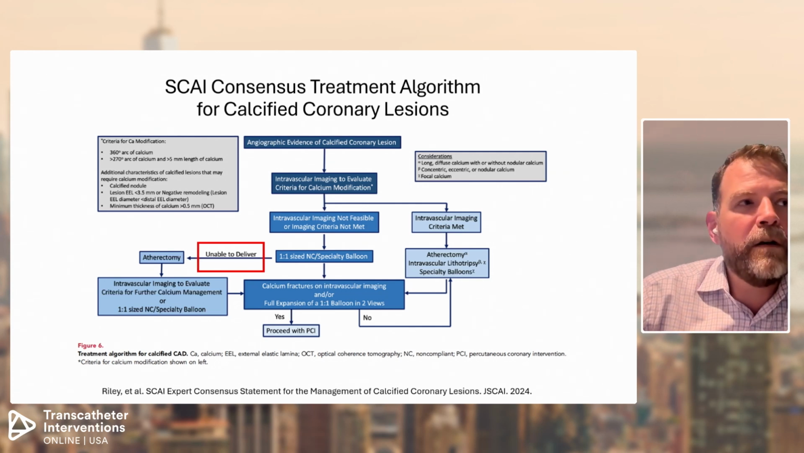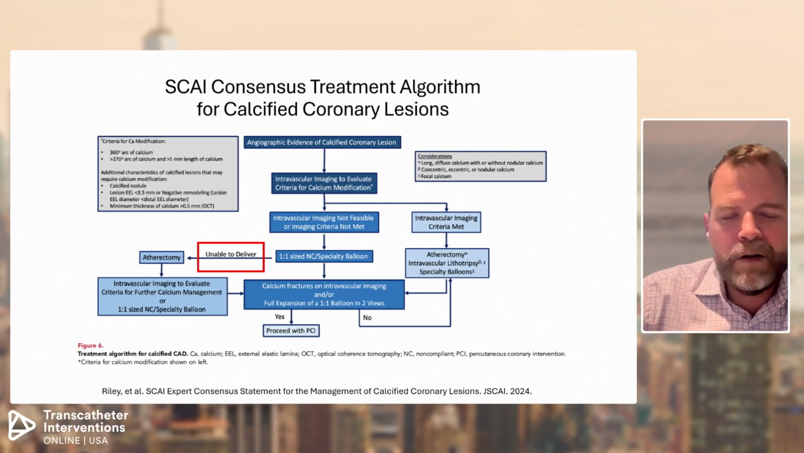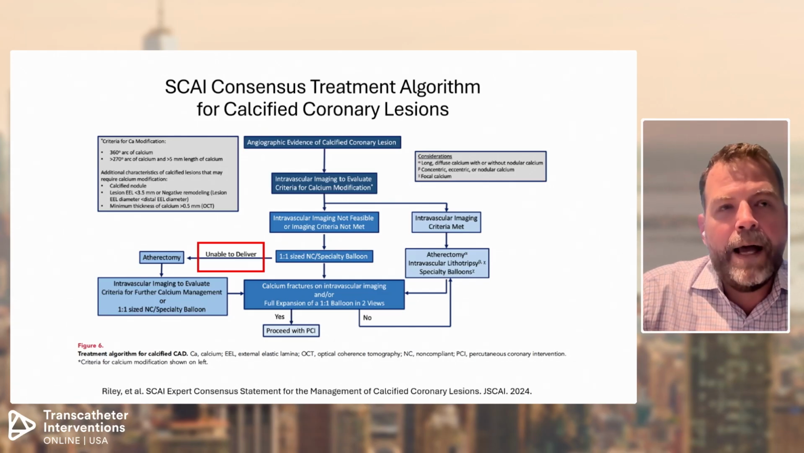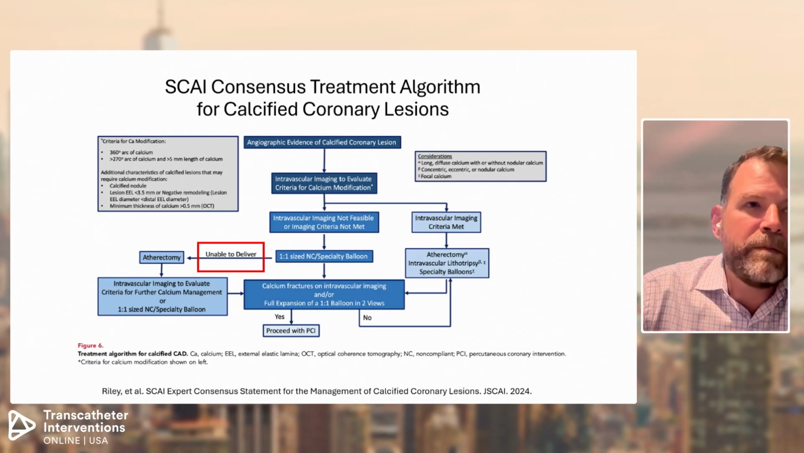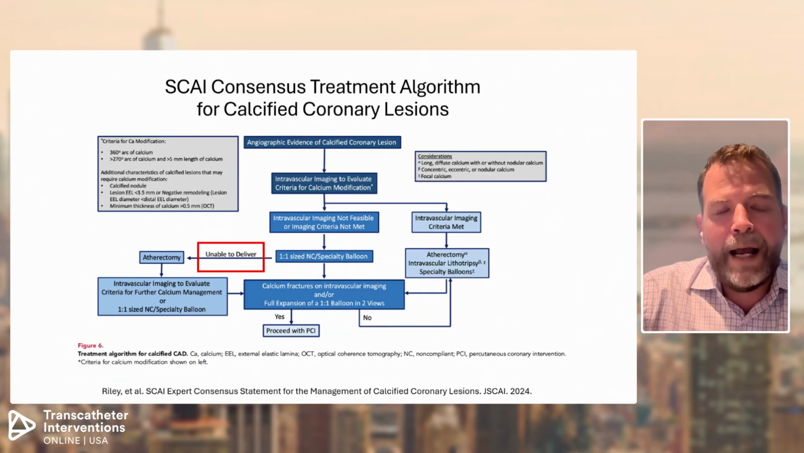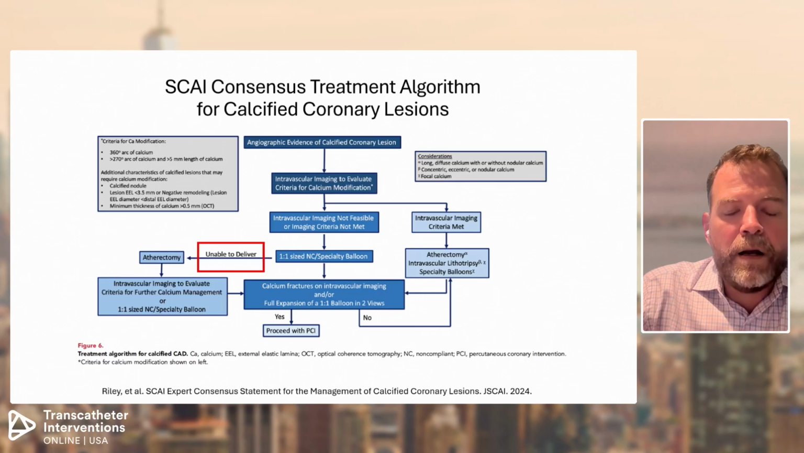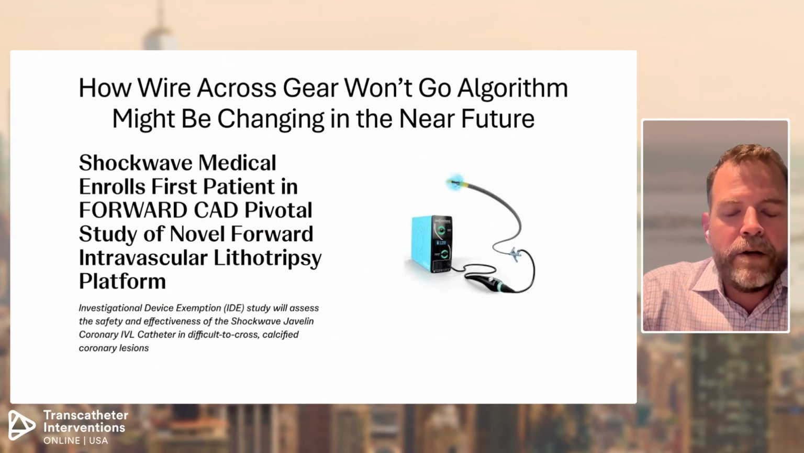There are still some roles for atherectomy, and wire-cross-gear-won't-go, but they're starting to become less now that IVL has more shocks. We've got more specialty balloons. There's more data to guide that. So atherectomy will continue to really shift towards that wire-cross-gear-won't-go strategy, although again, that's potentially going to be changing too.